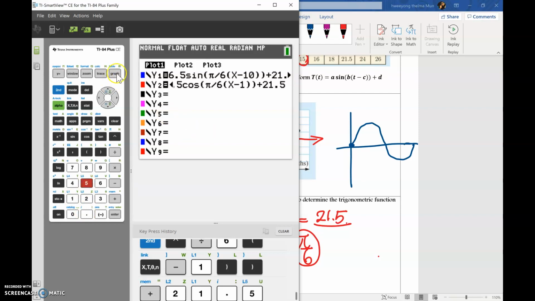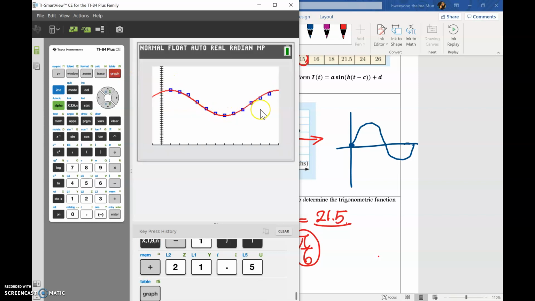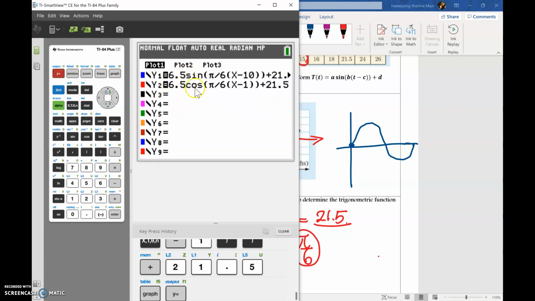Okay, so let's take a look at the graph. The red is going to be our cosine function, so let's take a look at it. Oh, there we go. So that's our cosine function for this. Okay, so there's your sine and cosine.